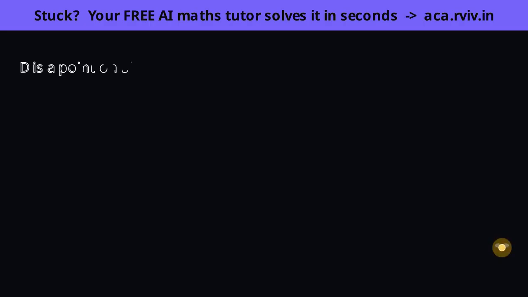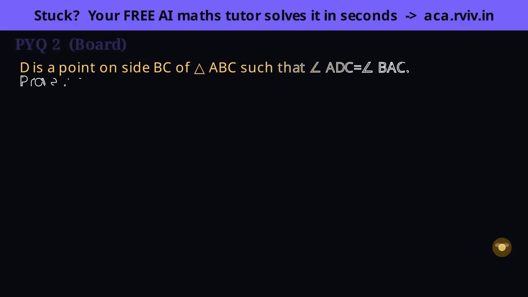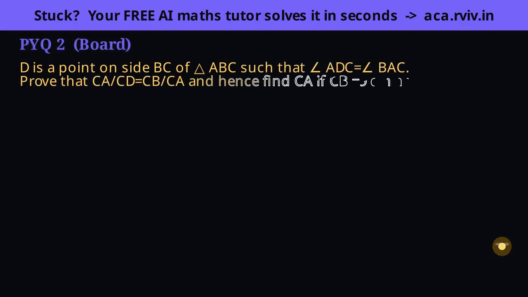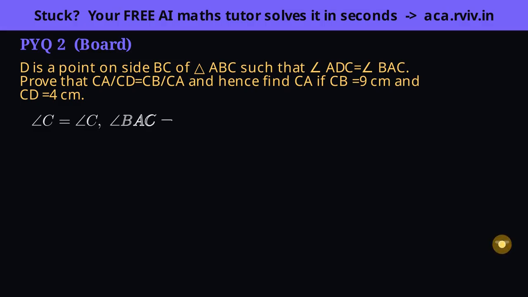Two-part question: prove a proportion, then use it to compute a length. Resist plugging numbers in early, establish the similarity cleanly first, and the arithmetic becomes trivial. Hunt for two equal angles. The corner C is shared by triangles BAC and ADC, so angle C equals itself, one pair. And we're given angle BAC equals angle ADC, the second pair. That's enough for AA.